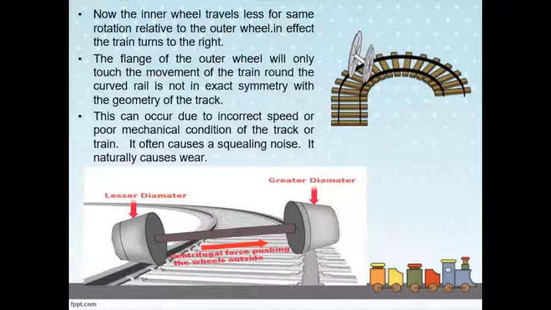This can occur due to incorrect speed or poor mechanical condition of the track or train. It often causes a squealing noise. It naturally causes wear. Hope all these concepts are clear to you from the figures that we used here. This is a simple concept. In a nutshell, we can summarize that the wheel should be in a conical shape. That ensures the safety of the train and the smooth riding of the train through the railway track.